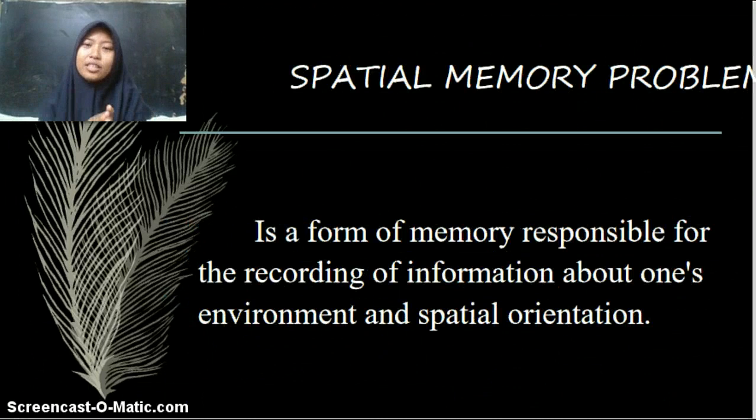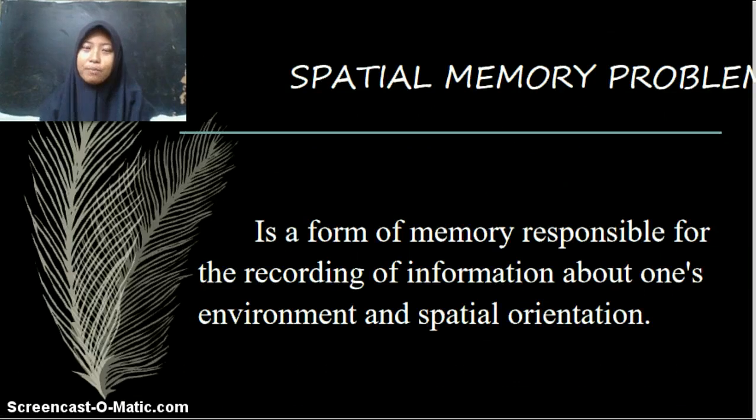And then, what is a spatial memory problem? Spatial memory is the form of memory responsible for the recording of information about one's environment and spatial orientation. An example: a person's spatial memory is required in order to navigate around a familiar city, just as a rat's spatial memory is needed to learn the location of food at the end of a maze.